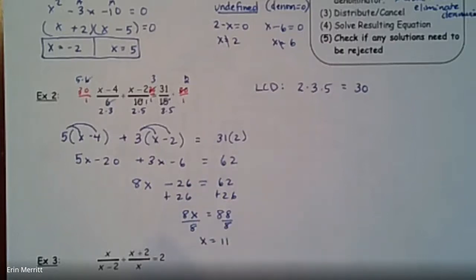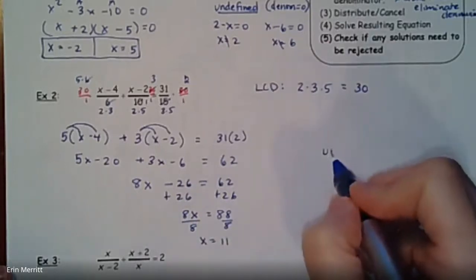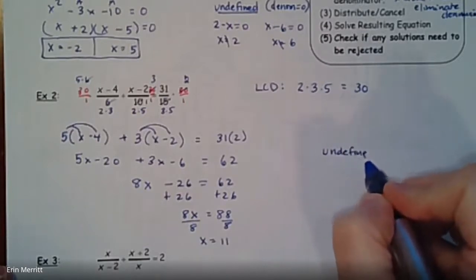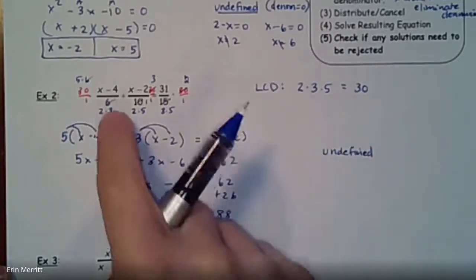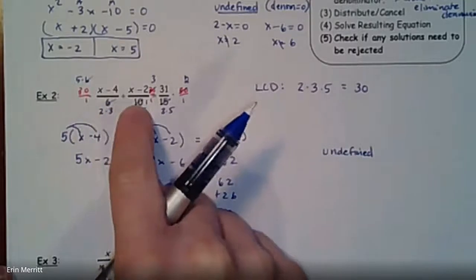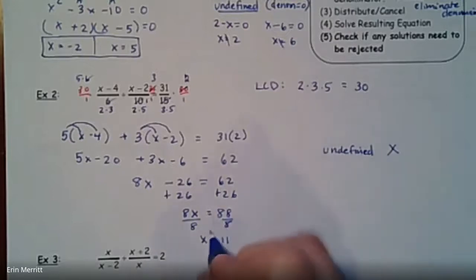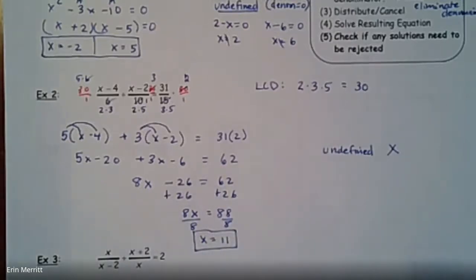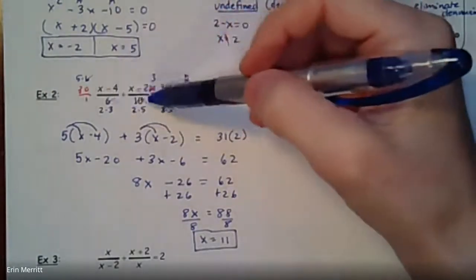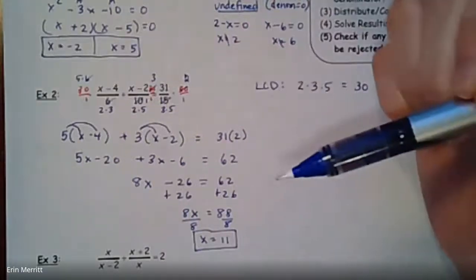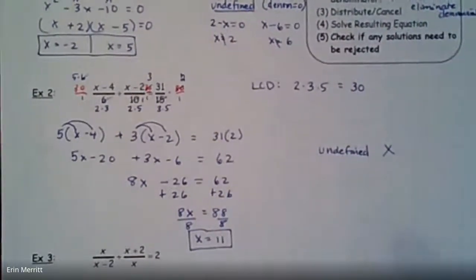All right, you got to double check. Are there any values that would make the original undefined? Well, there's no x there. There's no x there. No, nothing to worry about because there are no x's in the denominator. So no values that we would need to be on the lookout for. So just x equals 11 and you're done. If you want to check your answers, you could plug back into this and add and see if it comes out to be 31/15. Sure. So if you're ever not sure, plug it back in, check away.